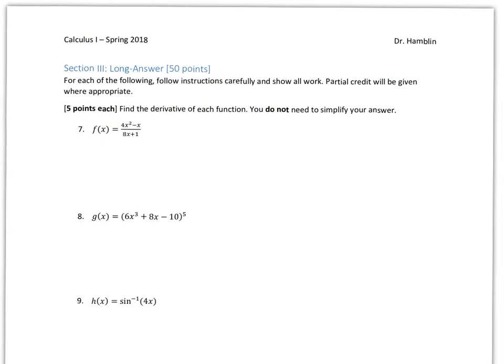All right, now here we have some derivative practice problems. So remember that the purpose of these problems is to practice your derivative rules, and so you do not need to simplify your answer. Just be clear which rules you're using and how you're using them. So in this case, we've got 4x squared minus x divided by 8x plus 1, and so we should use the quotient rule, because this is a quotient.